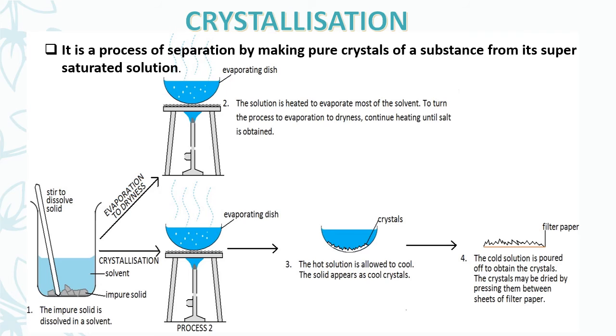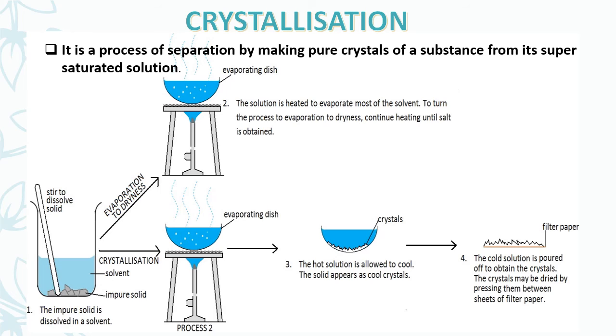Now, what next for crystallization? For crystallization, we do evaporate, but we do not evaporate completely. The hot solution is allowed to cool, and then the solid appears as crystals. Now to obtain the pure crystals, we can do one more technique, that is seeding.